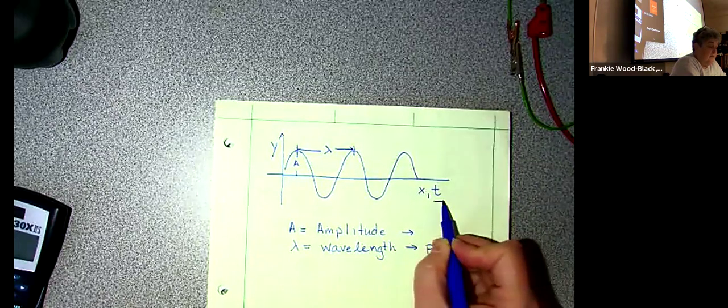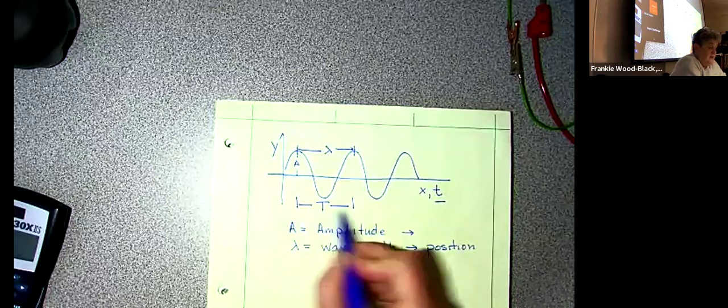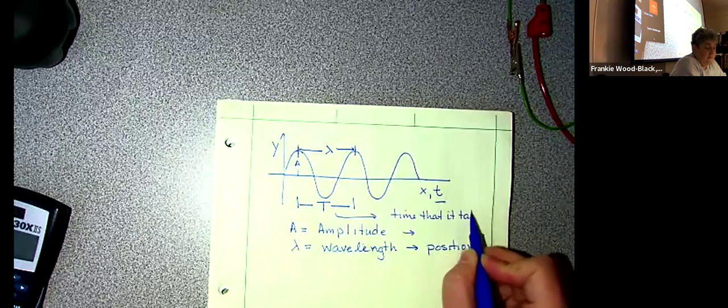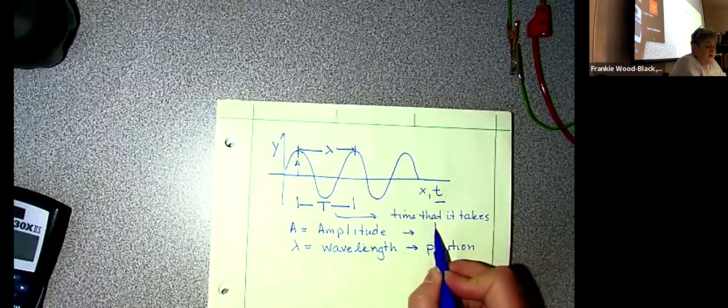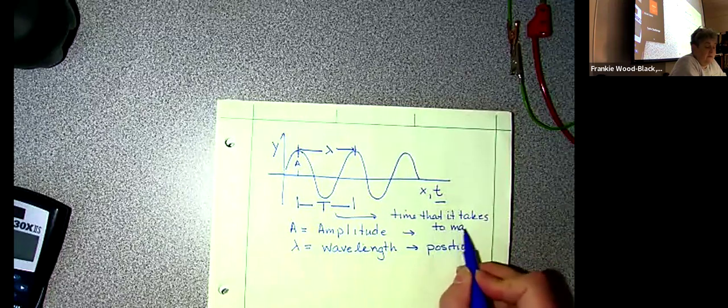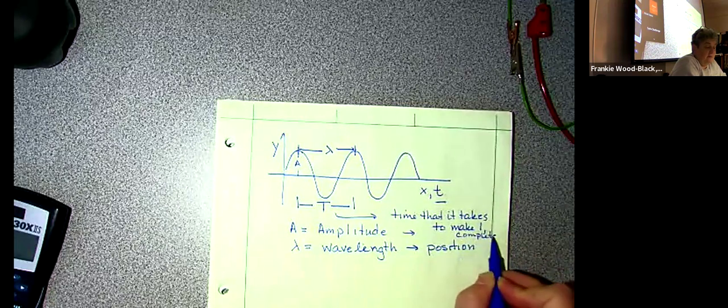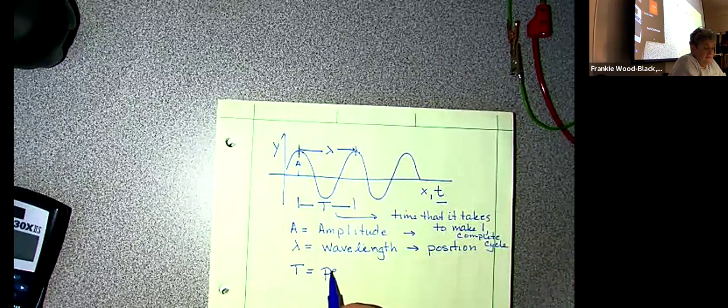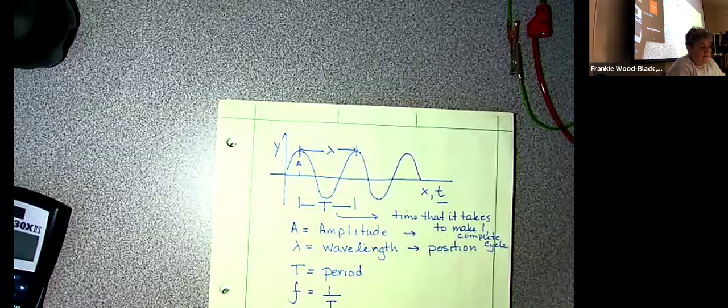If I'm in time, the time that it takes to go here, and this is to make one complete cycle, that's the period. And then the frequency is 1 over the period.